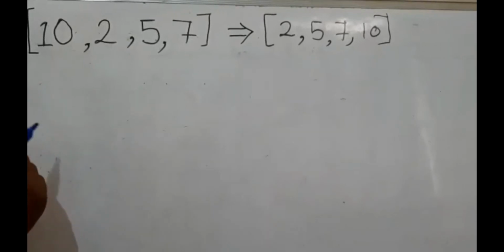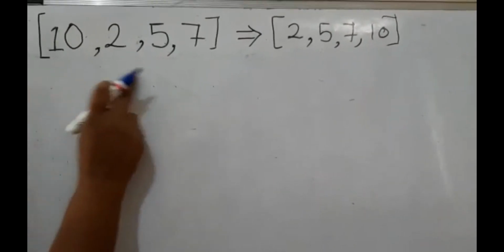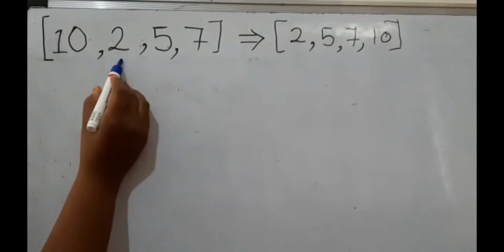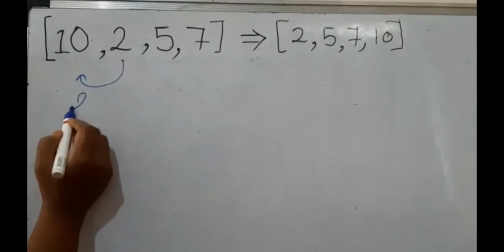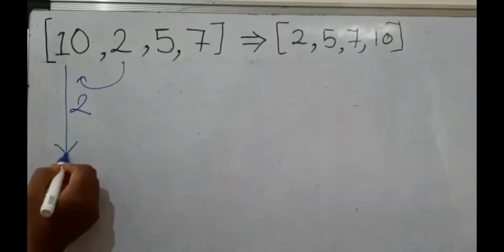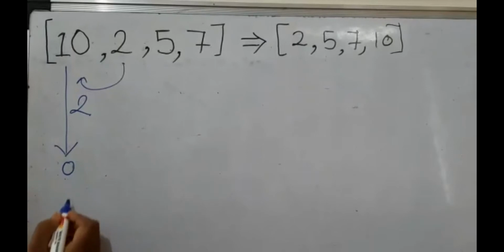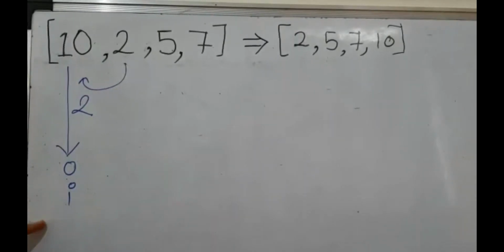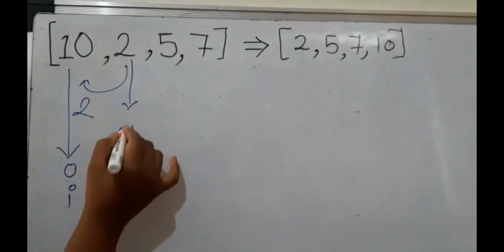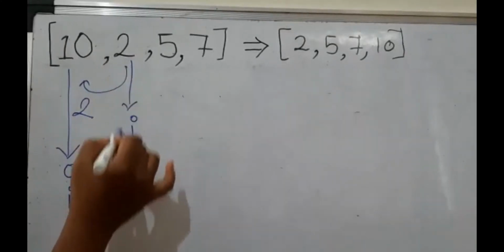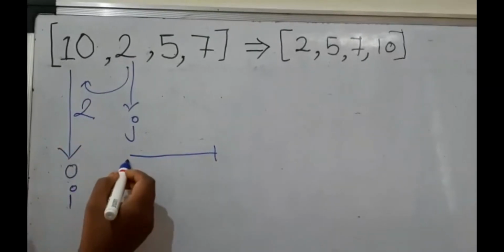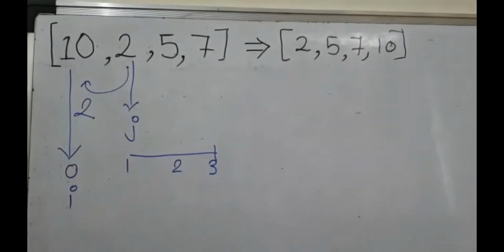Let's start. For this we have to check that the smallest number comes at the first place. So here, in 10, 2, 5, 7, 2 is the smallest number, which comes at the first position. For that we need two pointers. One stays at the 0th index, let's call it the i pointer, and another pointer points to the next of i, that is j, and it travels from this position till the end of the array. That means it travels from the first, second, till the third position.